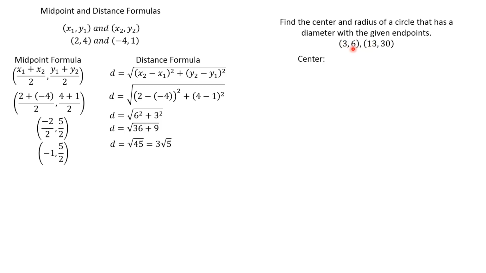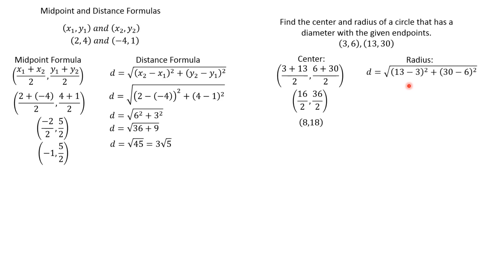3 plus 13 over 2, 6 plus 30 over 2. 3 plus 13 is 16, 6 plus 30 is 36. Divide each of them by 2, and you get 8, 18. There's the center of the circle with those endpoints of a diameter. And the radius, we're going to use the distance formula. We can use these 2 points if we want. So we can plug it in. 13 minus 3 and 30 minus 6. I went that way just because it's easier to go 13 minus 3 than 3 minus 13. The bigger number minus the smaller number.